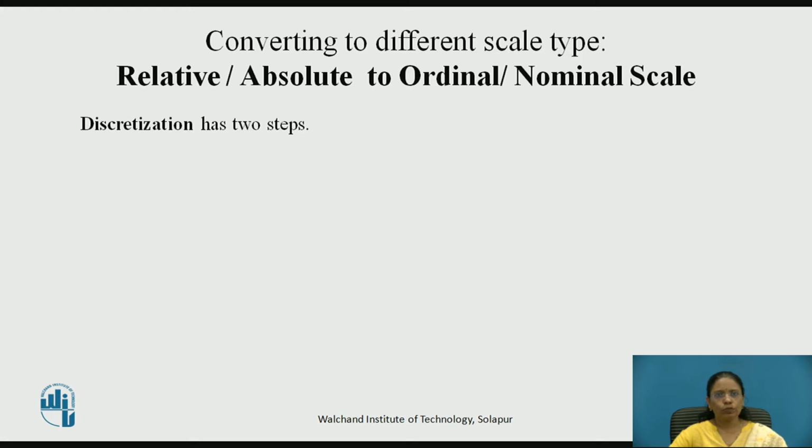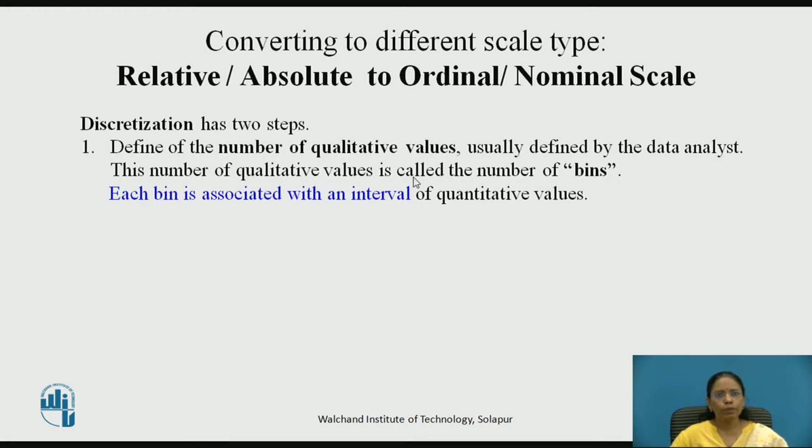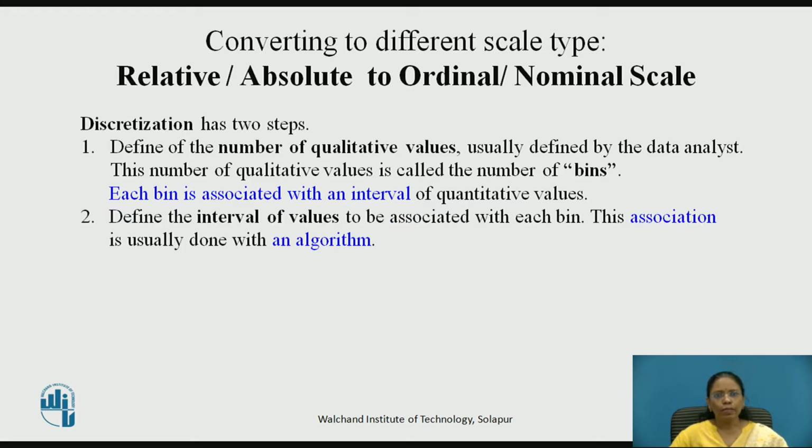When we talk about relative or absolute to ordinal or nominal conversion, that is quantitative to qualitative conversion. In such a case, we have to go for discretization, and discretization has two steps. The first step is to define the number of qualitative values that you want in the output. This number of values that we want is called bins, and each bin can be associated with an interval of quantitative values. Second is to define the interval of values to be associated with each bin, and the association is done by an algorithm.